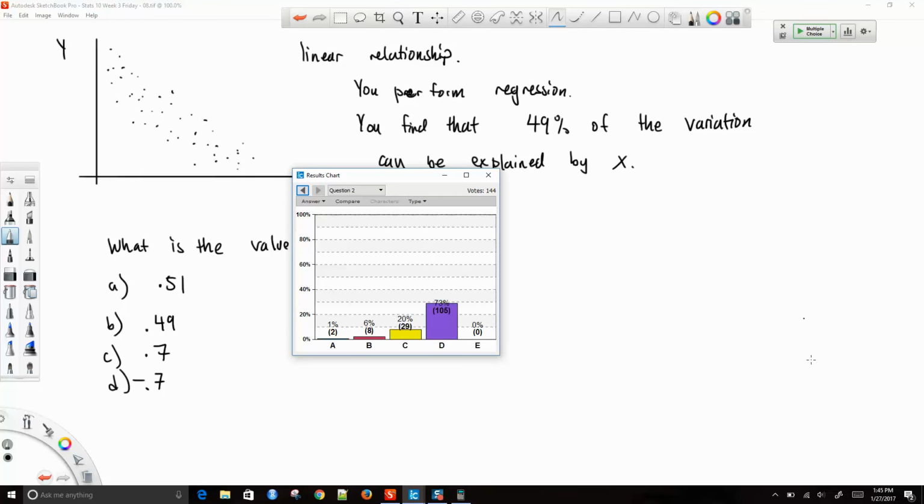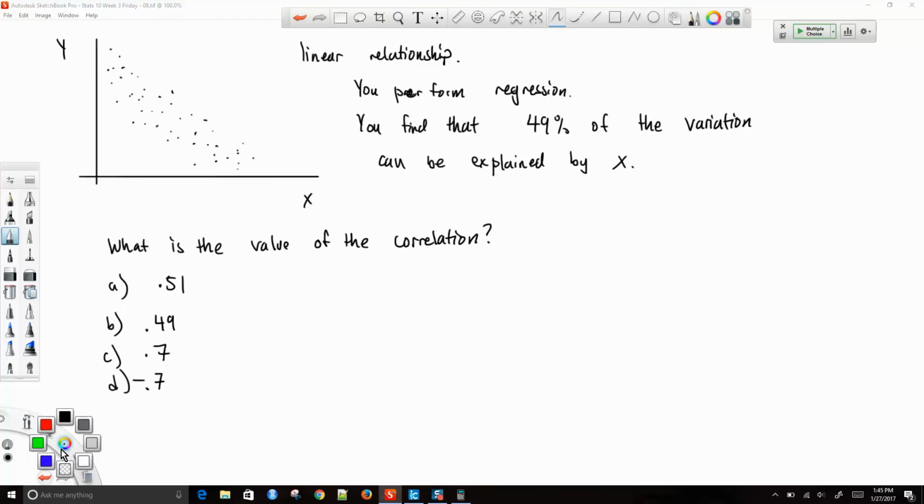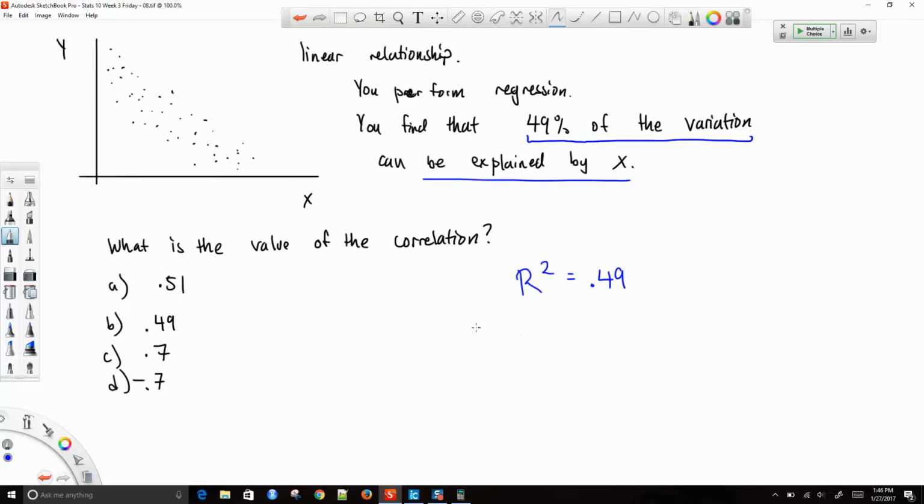Okay, let's take a look, and the answer is D. So what's going on here? 49% of the variation can be explained by x. This tells us that r squared is equal to 0.49. And we know that when we take r and we square it, we get r squared. So therefore, r is equal to the square root of 0.49, which gives us plus or minus 0.7.